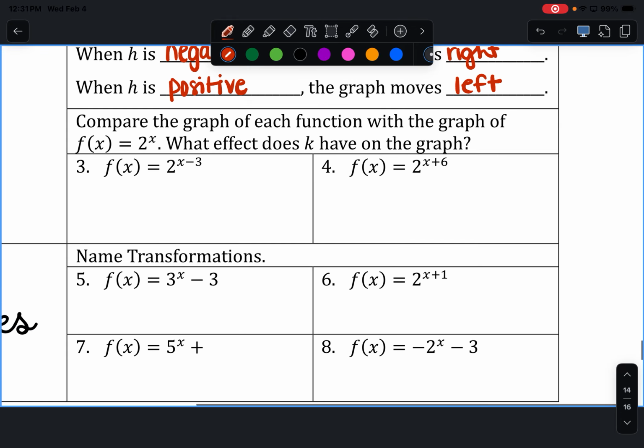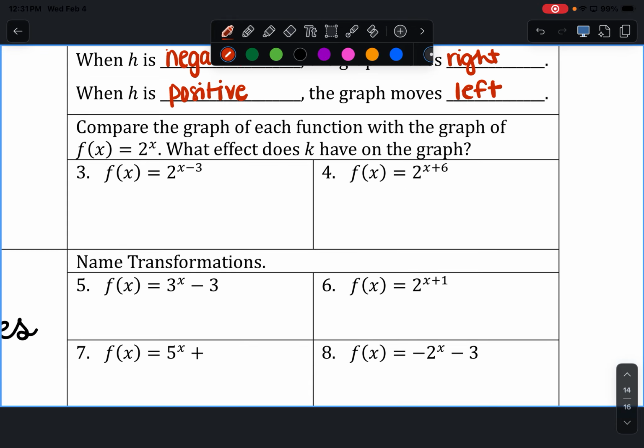So now, if we look at number 3, we have 2 to the power of x minus 3. So the minus 3 is inside the exponent. So it's inside the function. So that moves it to the right. How many? All right. Then in question 4, we have 2 to the power of x plus 6. Left 6.